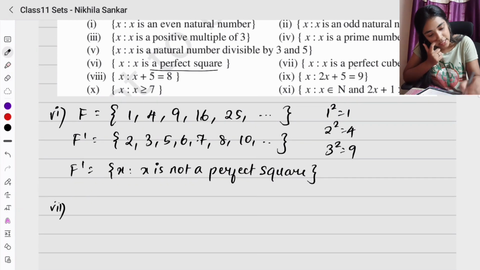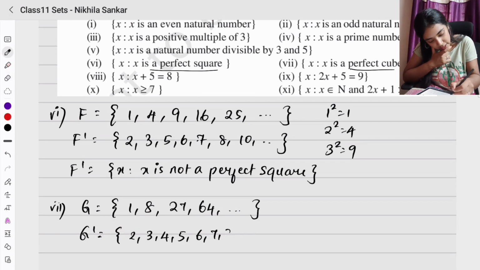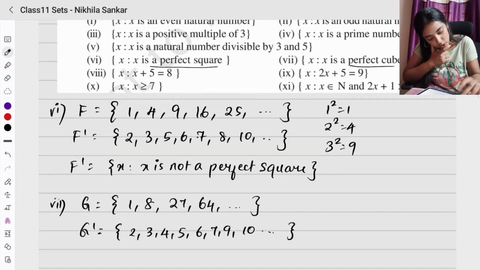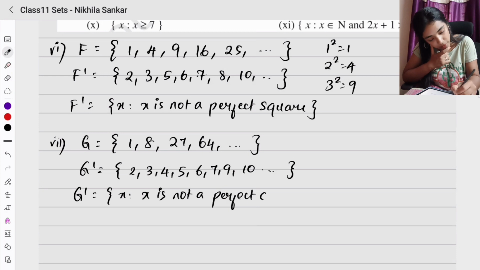Seventh subsection, x is a perfect cube. What is the complement going to be? I'll write G equals the perfect cubes: 1 cube, 2 cube is 8, 3 cube is 27, 4 cube is 16 fours are 64 and so on. So I have G dash equal to all the other numbers: 2, 3, 4, 5, 6, 7, 8, 9, 10 and so on. So G dash is going to be x such that x is not a perfect cube. Okay, that is the complement.